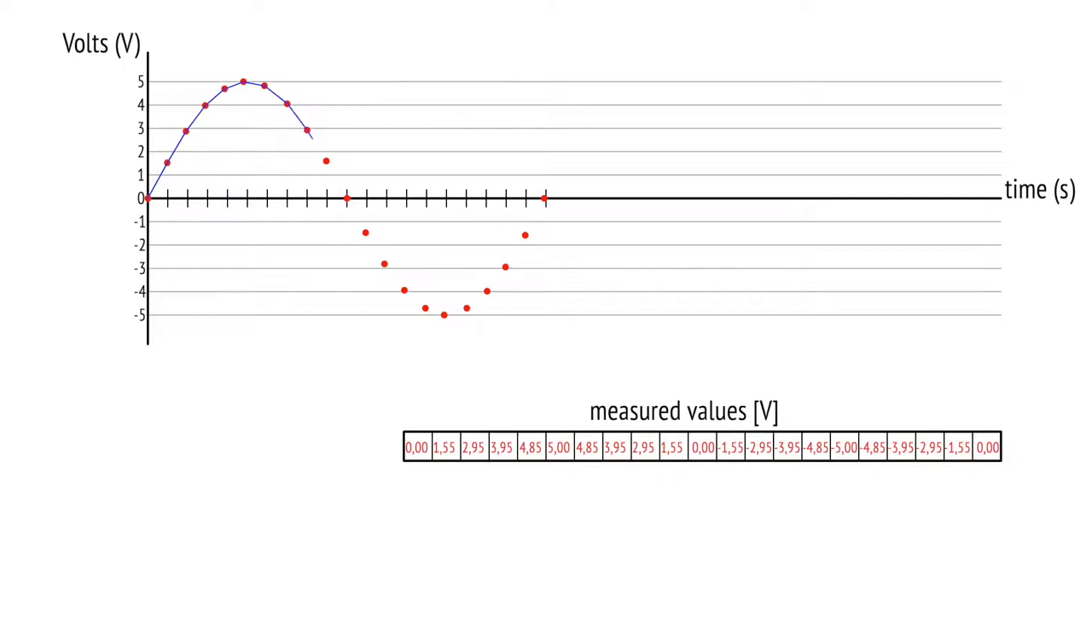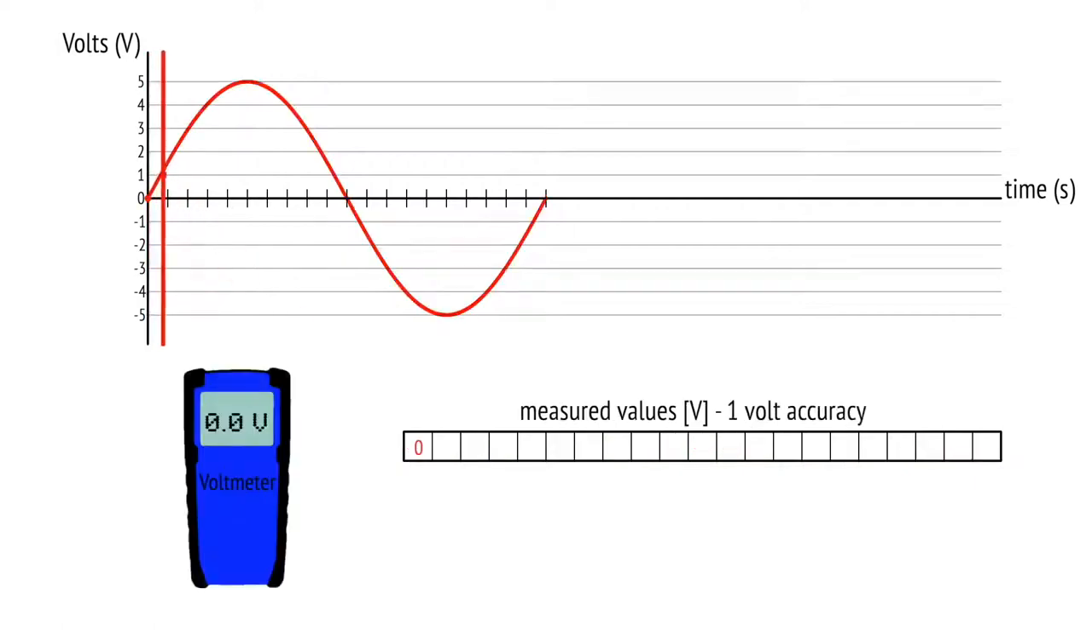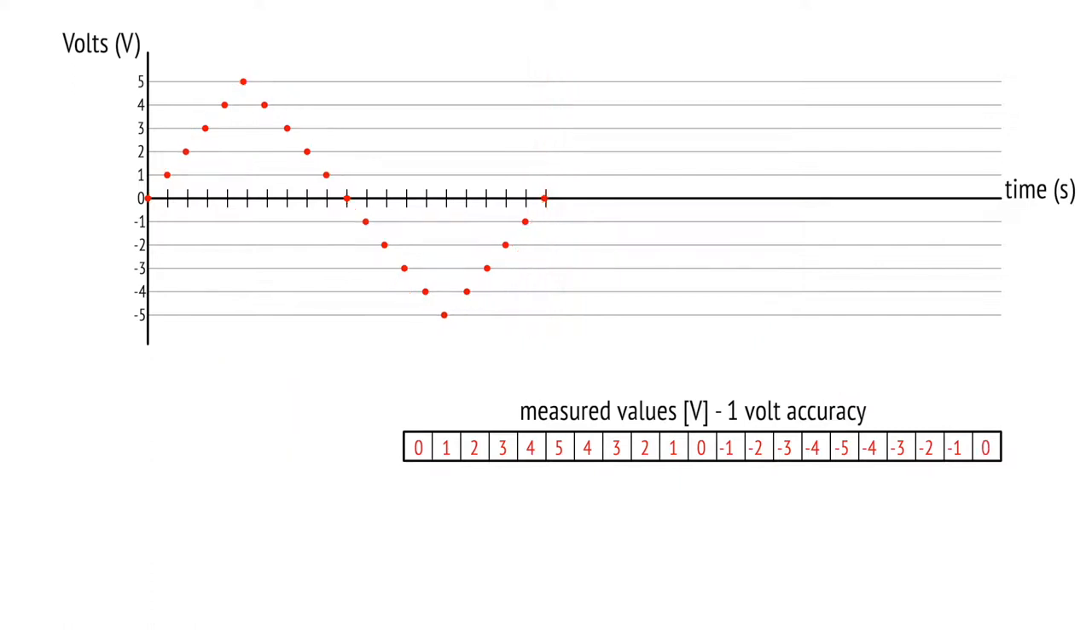The accuracy of a voltmeter is the key factor of the conversion quality. If the voltmeter can measure with precision 1 volt, it means we can get just whole volts. It means 1 volt, 2 volts, 3 volts, and so on. Now we repeat the measurement. If we draw the signal from those values, it doesn't look well.